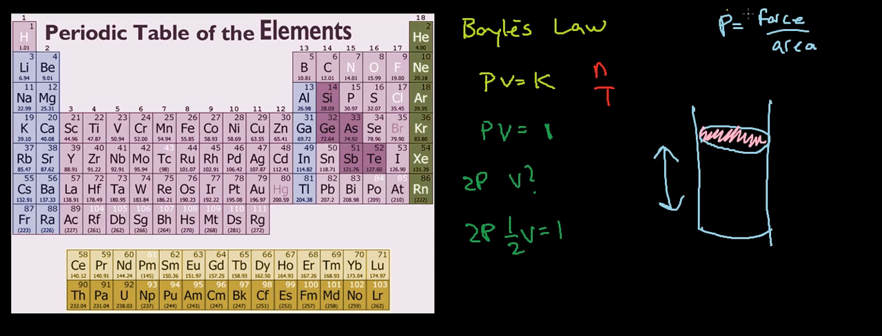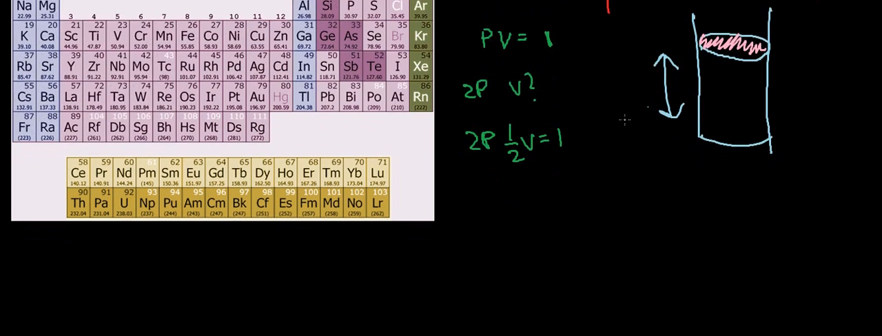Let me give an example. Suppose I have, I'll just make up some numbers, 10 liters of gas at 1 atmosphere. And I go and I change the pressure, let me say I increase it to 5 atmospheres. What is the new volume?